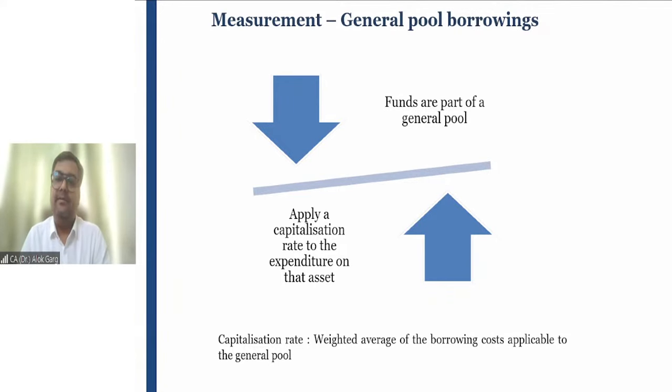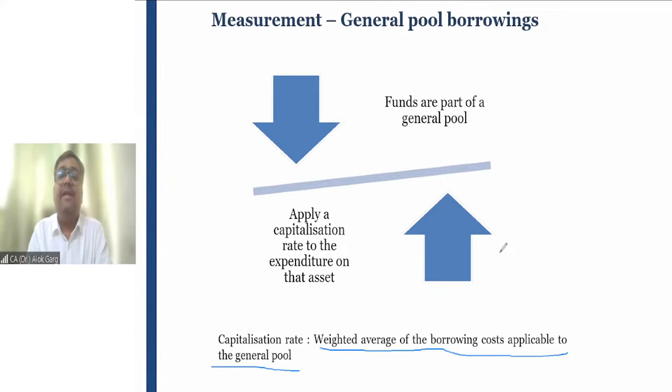Friend, the standard says not to worry. In case of general borrowings, you have to apply a capitalization rate on the expenditure on the asset. And what is the capitalization rate? The capitalization rate is the weighted average of the borrowing cost applicable to the general pool, right?